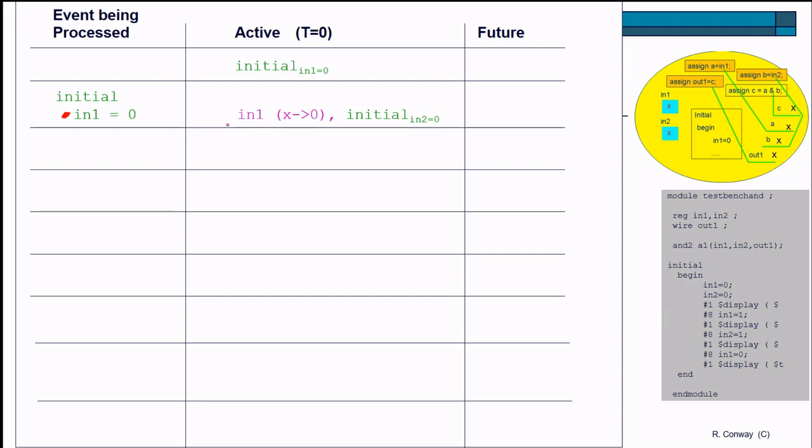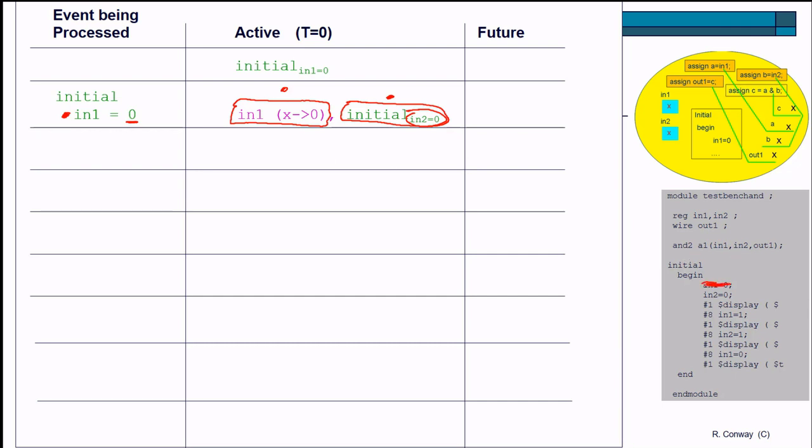When the simulator carries out this statement, the right hand side is evaluated. It evaluates to 0, and then that produces an update event on in1. So you can see we have a new event added to the active event queue, the update event, and we still have to continue the processing of the initial construct because there are further statements in it. So we have 2 events in the active event queue, an update event and the initial construct, and the next statement in the initial construct is this statement here. So at this point we've processed the first statement.